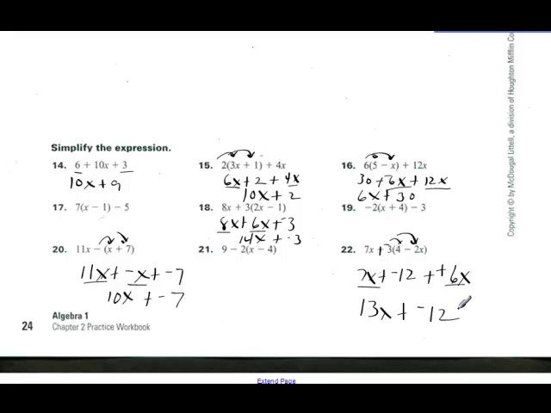And what we're doing is getting prepared to obviously solve equations here in a little bit. So it's just like that one unit that we had.